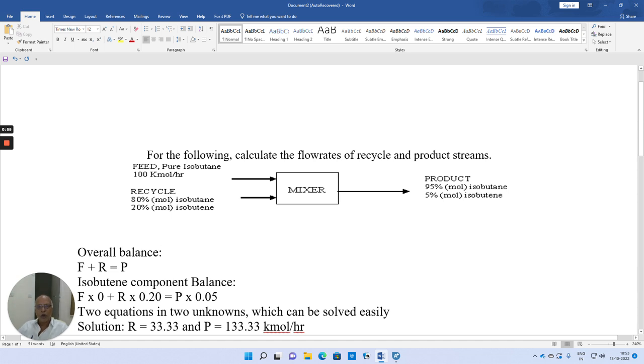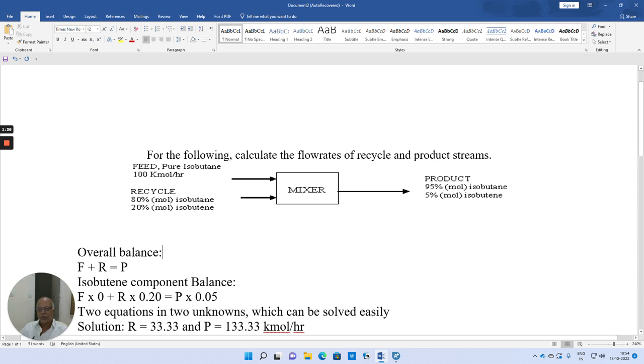For example, if you try to solve this problem analytically, you will be in a position to write the overall mole balance. The feed rate plus recycle rate should be equal to the product rate, either in terms of mole or mass. And similarly, we will be able to present the component balance either with respect to isobutane or isobutene. So I am proposing the isobutane component balance: F into 0, because there is no isobutane in the stream, plus R into 0.2 should be equal to P into 0.05.